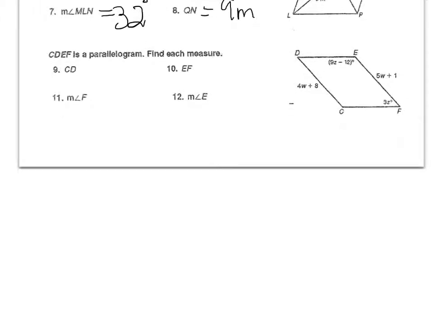Okay, so number 9, CD. CD is this one. What do we know about CD? 4W plus 8. Can we use that segment with another segment? What can we say about EF? They would be congruent, right? Because the opposite sides are congruent. So for number 9, we can say 4W plus 8 equals 5W plus 1.